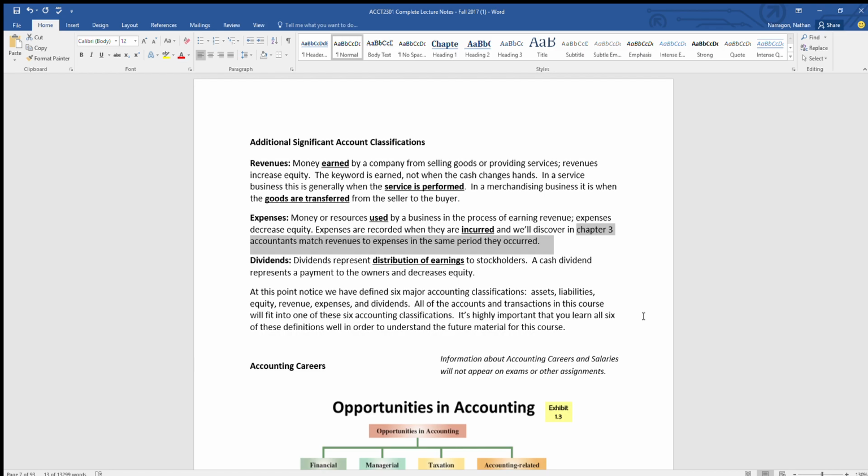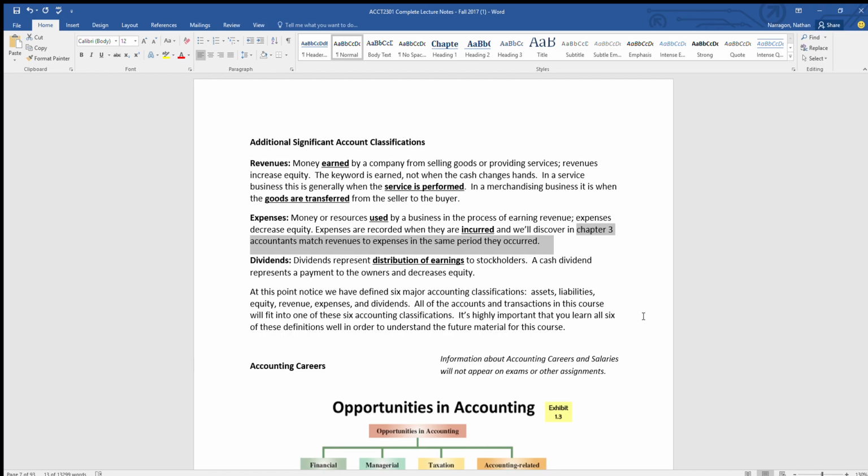Dividends. Dividends are a distribution of earnings to stockholders. It is a cash dividend. Pretty much, we always give out cash. We do not give out property right now. Can they? They can, but it's mostly going to be cash dividends.